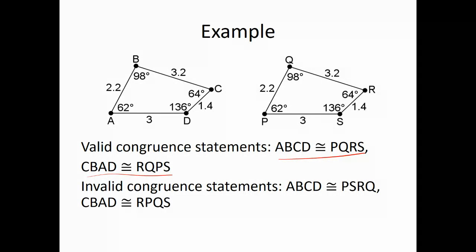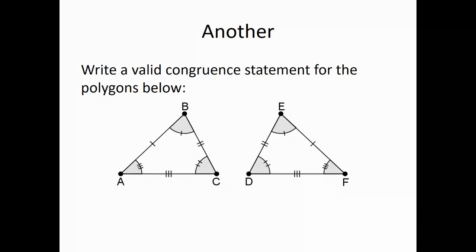Okay, now of course there will be invalid congruent statements. We could not say, for instance, that ABCD is congruent to PSRQ, and why not? Well, A does correspond to P, both in first position, but B does not correspond to S. At B, we find a 98-degree angle. At S, we find a 136-degree angle, so they don't correspond, so they should not occur in the same position. And of course, there will be other invalid congruent statements as well.